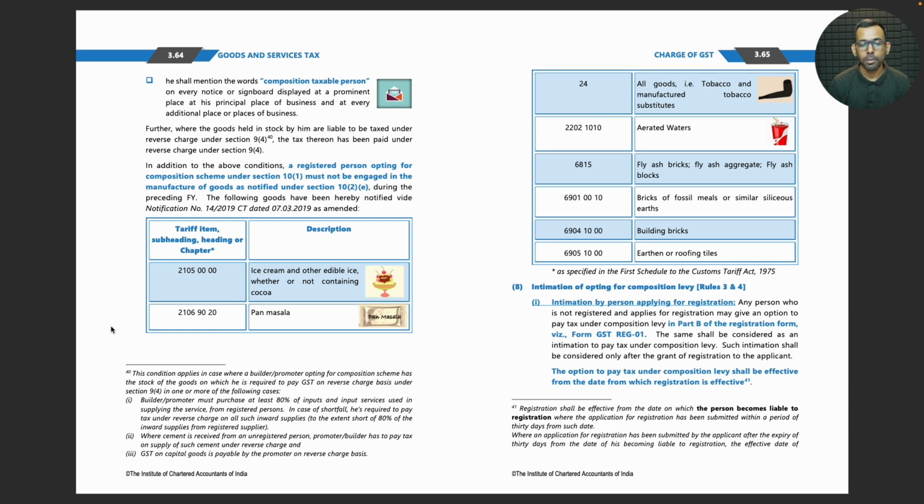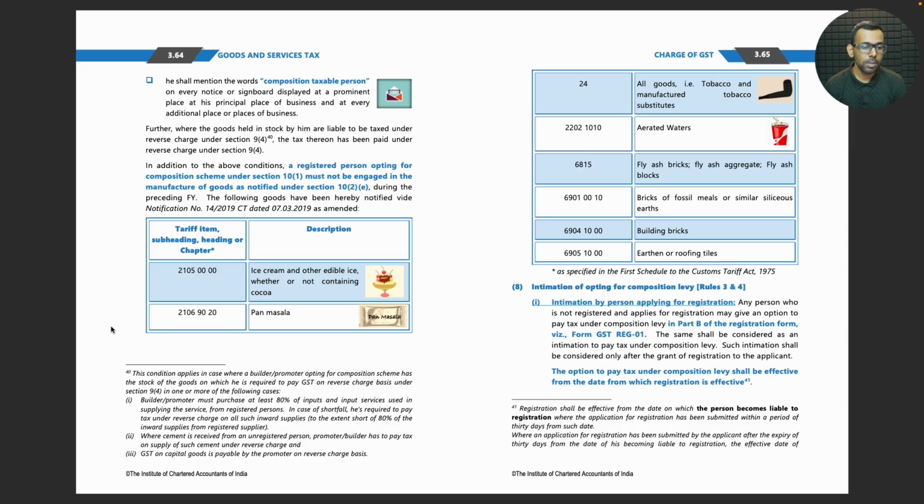In addition to the above conditions, a registered person opting for composition scheme under section 10 subsection 1 must not be engaged in the manufacture of goods as notified under section 10 subsection 2 clause E during the preceding financial year. The following goods have been notified hereby by notification dated 7/3/2019.